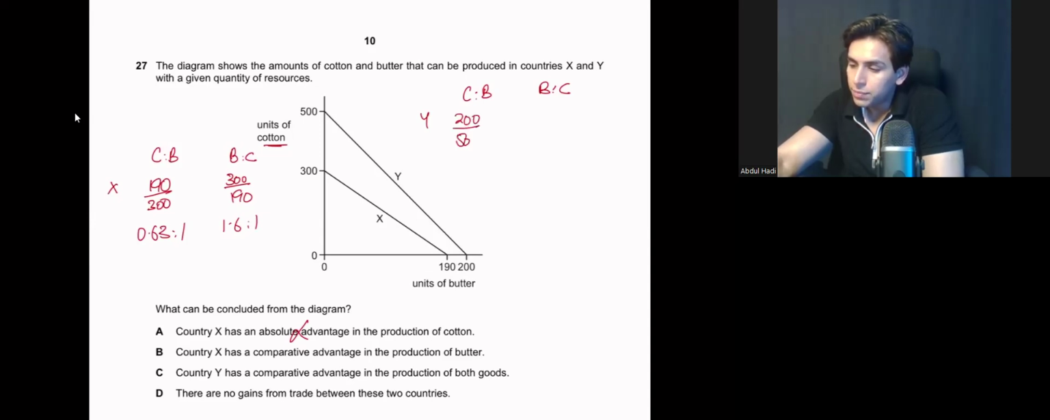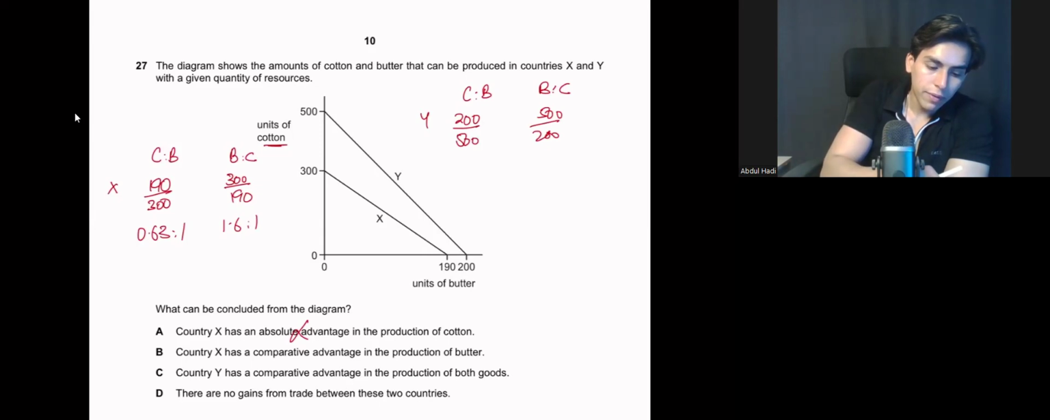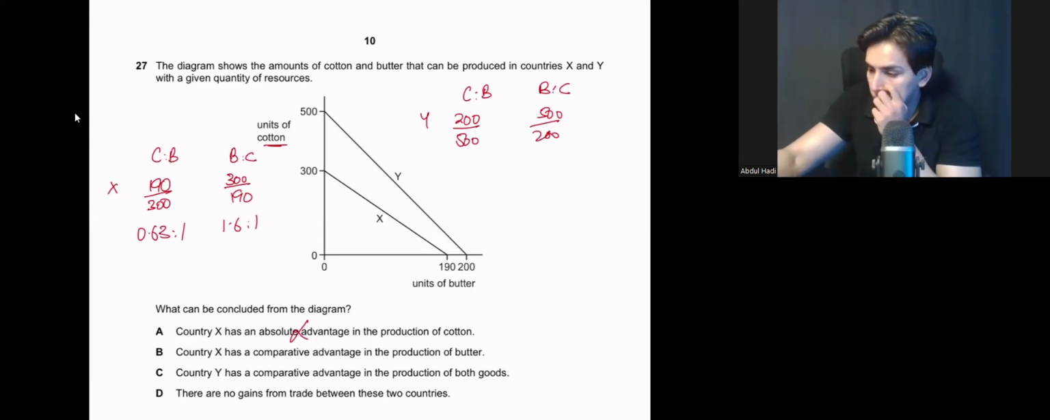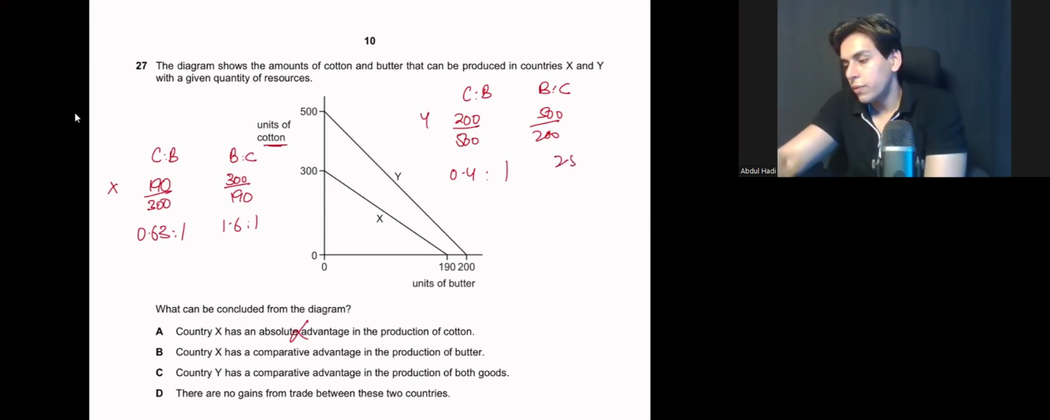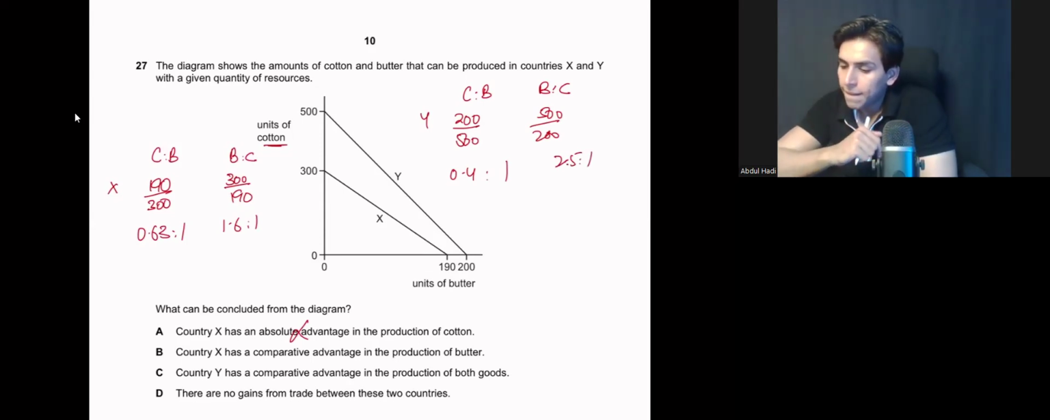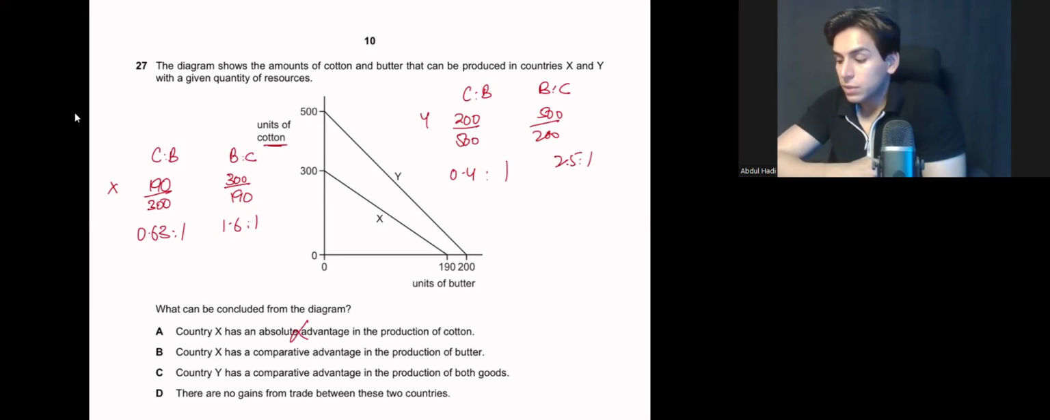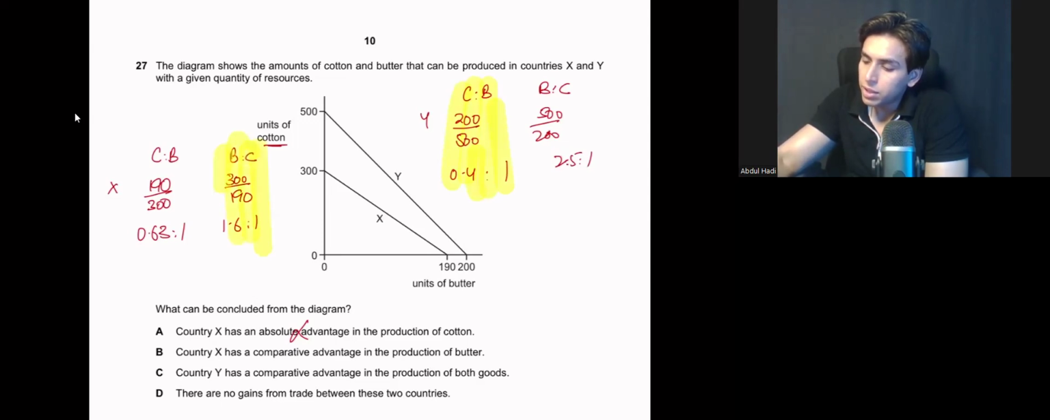As per country Y, cotton is to butter, 200 over 500 and then 500 over 200. 200 over 500 is 0.4 is to 1, and 500 over 200 is 2.5 is to 1. Now, let's take a look at the options. If we talk about comparative advantage, country Y has comparative advantage in cotton, all right, and country X has comparative advantage in butter.